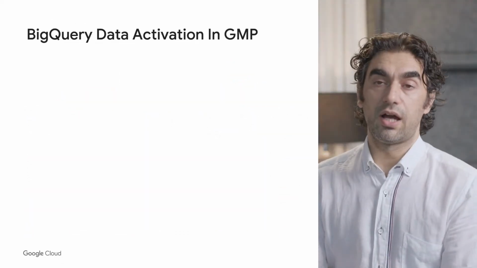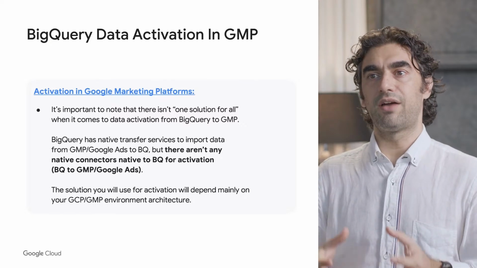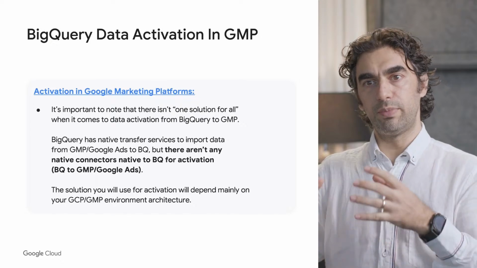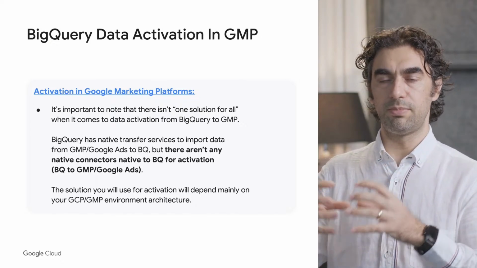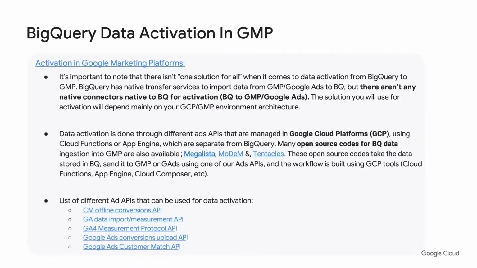If you want to do the DIY way, it is important to understand that Google Cloud Platform does not have any native activation channels into ads platforms. You would have to build these leveraging Google Cloud's own modules to build the pipeline to push the data into the marketing platforms. The data activation is done through various APIs that these marketing engines have, things like customer match or conversion measurement for Google Analytics and various other APIs.